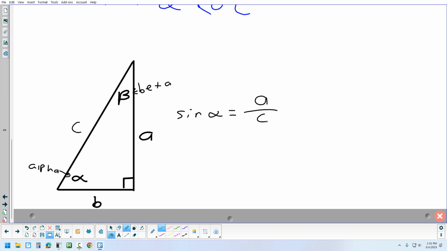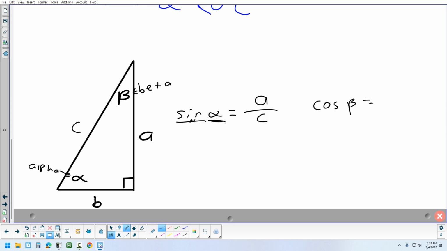Now, I want to make up a different question, but in a special way. What's the cofunction of that? Cosine. And what angle is complementary? Beta. Let's find the cosine of beta. What's the definition for cosine? Adjacent over hypotenuse.